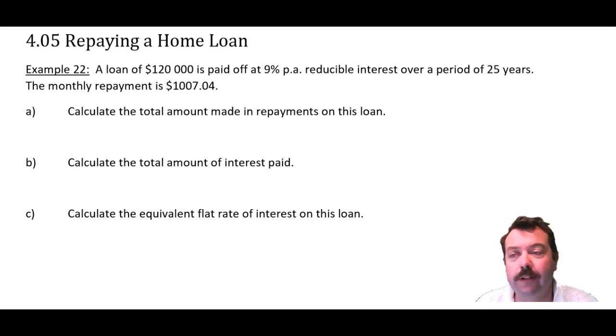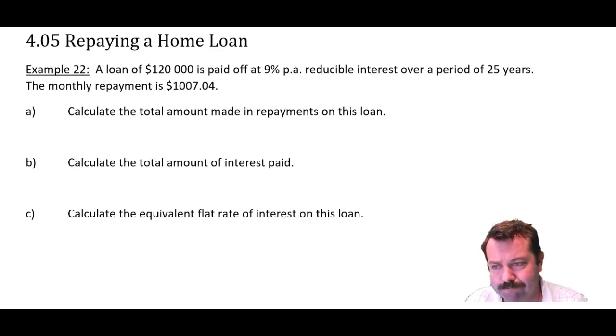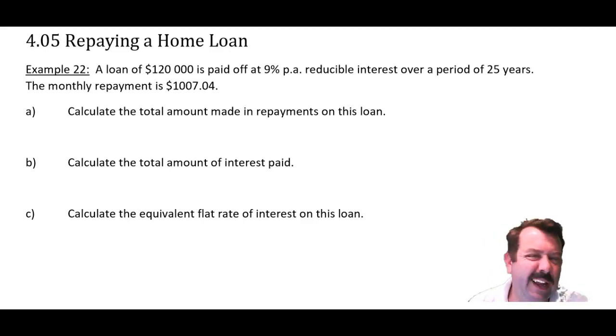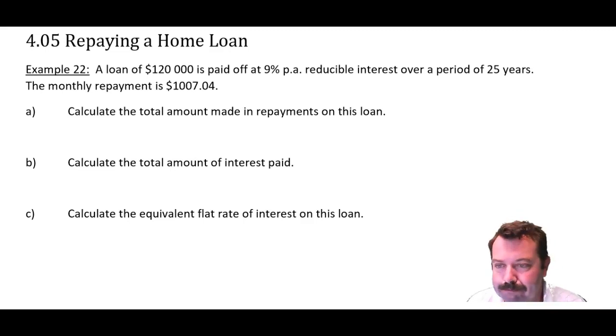Today we're going to look at exercise 405, repaying a home loan, and we're going to do some calculations that are in many ways related to the previous exercise. So what I want to look at is this first example here. We're looking to compare different loans perhaps, or to analyze them in some depth.